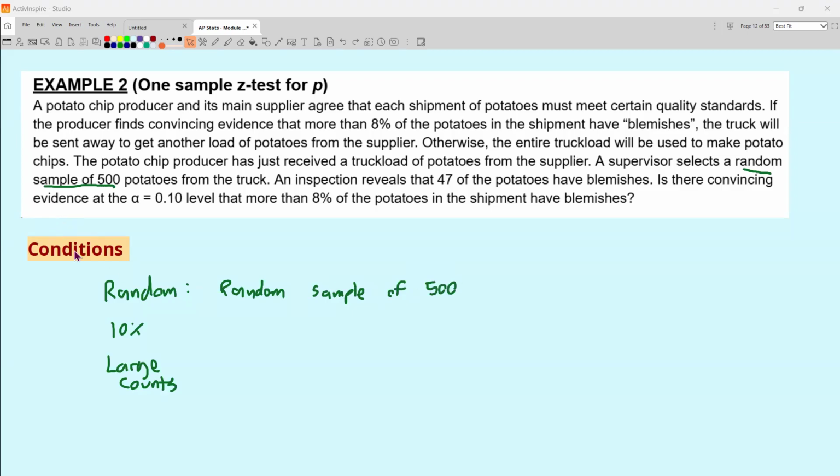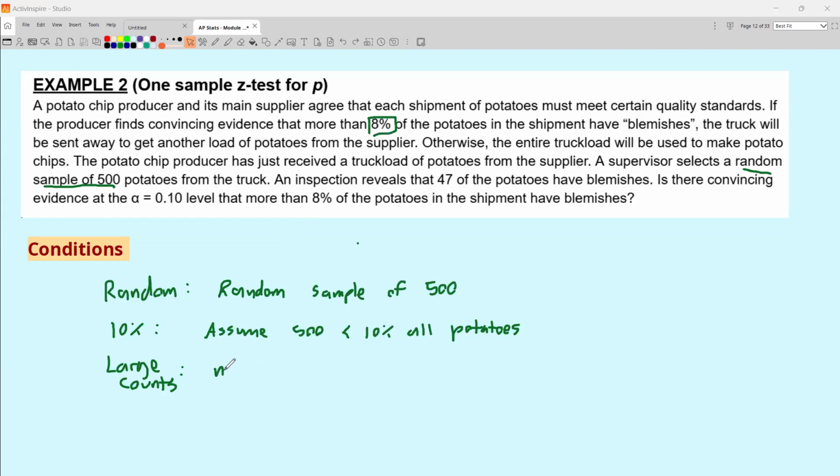As far as the 10% condition goes, a lot of times that's just assumed. So we can assume that 500 is less than 10% of the truckload. And remember with your large counts, we always assume that the null proportion is true. So we're going to use our 8%, not our sample proportion.